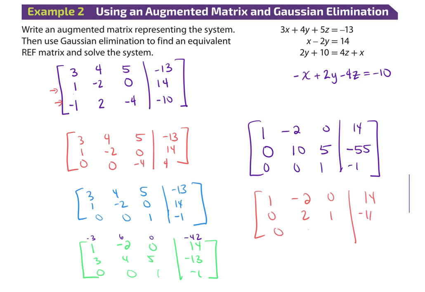Wait, weren't you multiplying by a -3? Like the top row by a -3, so that when you add it down, it goes away? Right. So 1 times -3 is -3. -3 and +3 are 0. -2 times -3 is +6. +6 and 4 are 10. 0 times -3 is 0. 0 and 5 are 5. 14 times -3 is -42. -42 and -13 are -55.